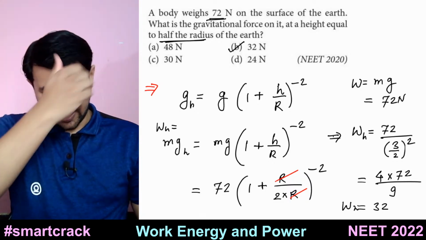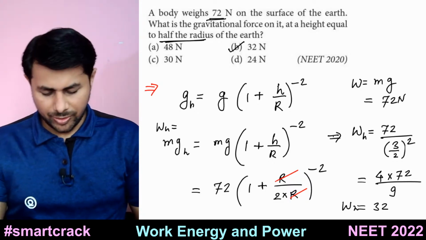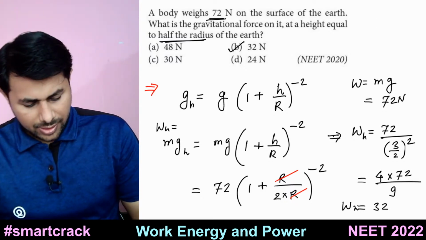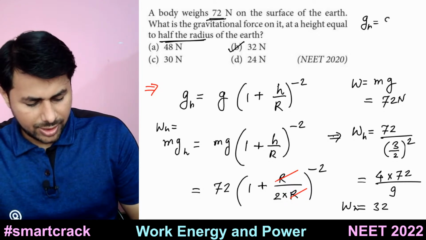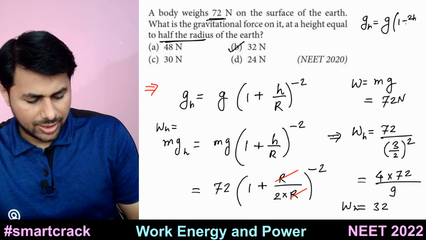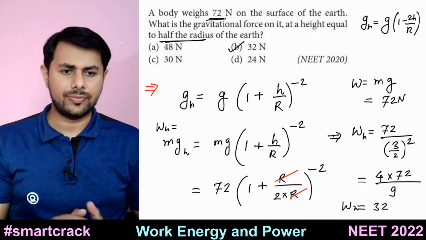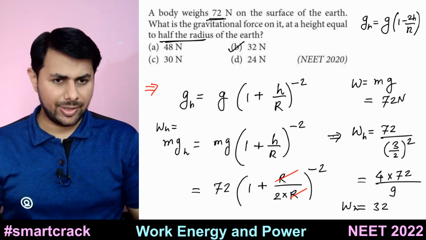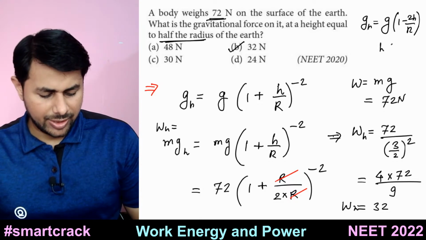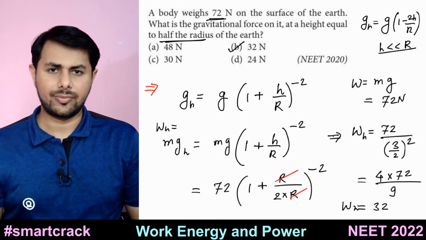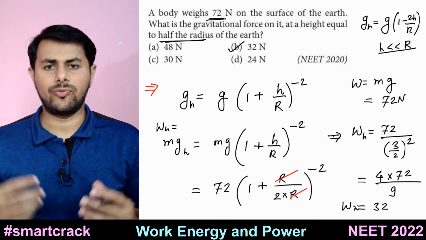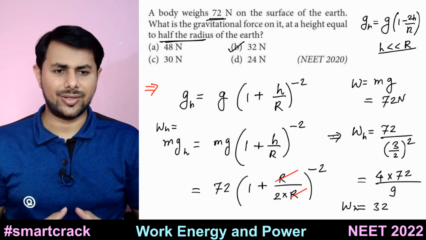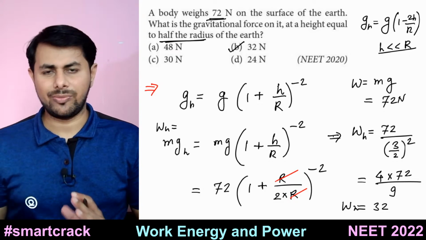h is less than R. Okay, we should use which formula? You mean to say this one? g_h equals g into 1 minus 2h over R. You want to use this formula? So see, this formula is applicable when h is very, very small compared to R. By small, what do I mean? 5%, 10% at max. Up to that, this formula will be applicable.